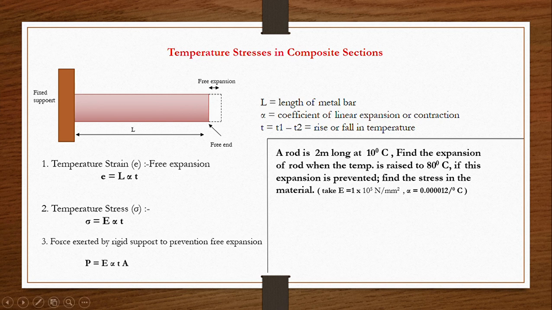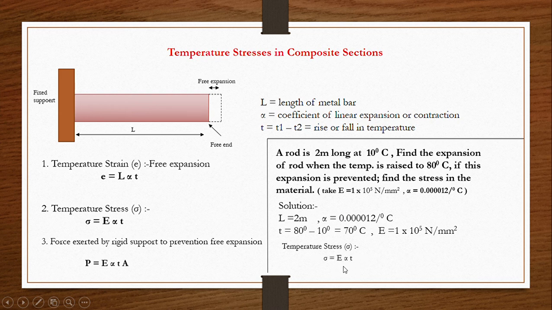Now we have to calculate the stress, means the second formula, as E is given 1 into 10 to the power 5 Newton per m square and alpha is given as 0.000012 per degree Celsius. Here the length of the rod is 2 meter. Temperature rise is initial temperature 10, final 80, so 80 minus 10 will be 70 degrees Celsius. We have to calculate stress, means the second formula, so sigma is equal to E into alpha into T. By substituting the values and calculating, we get the answer 84 Newton per m square.